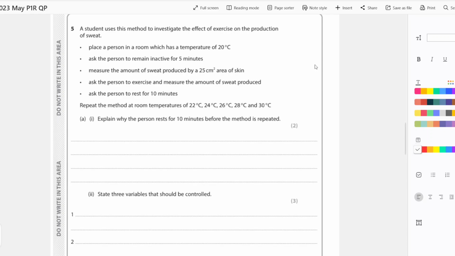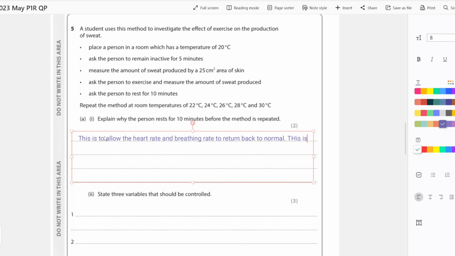So this is to make sure that the person is going back to their baseline. So things like their heart rate is going back to their baseline, what their normal is. Their breathing rate is going back to their baseline. And also you want to allow for the sweat to evaporate before you continue collecting more sweat for the next temperature. So we can say this is to allow the heart rate and breathing rate to return back to normal. This is also to allow sweat to evaporate.